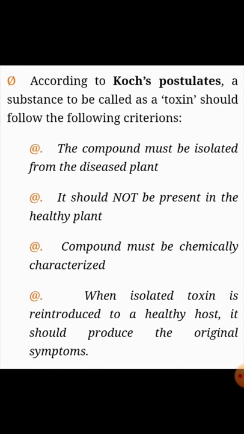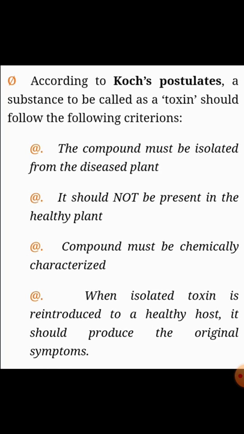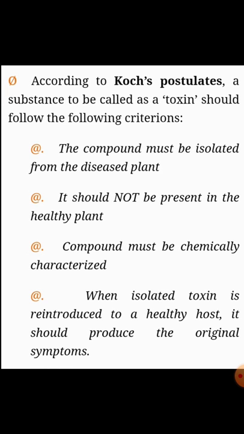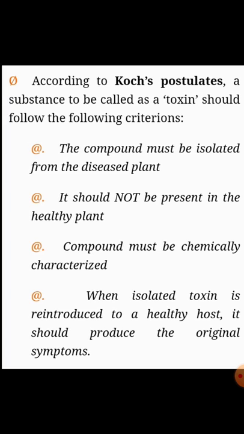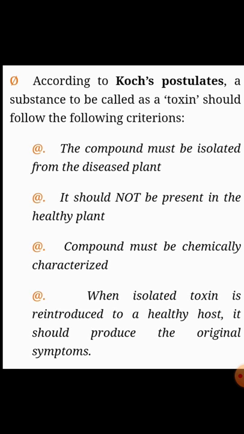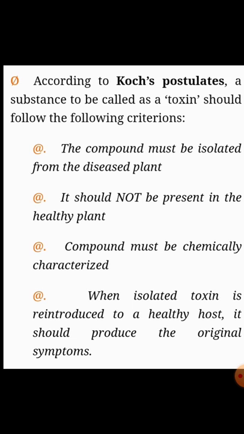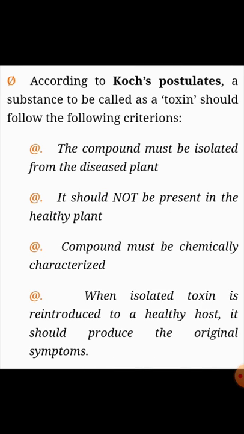It should not be present in the healthy plant. So toxins are always harmful, they cause diseases. This means they are always in the unhealthy plant, not in the healthy plant. The compound must be chemically characterized. So we must categorize our compound which we call a toxin: what type of chemical composition it has, whether chemically it is poisonous, and to what degree it is poisonous.